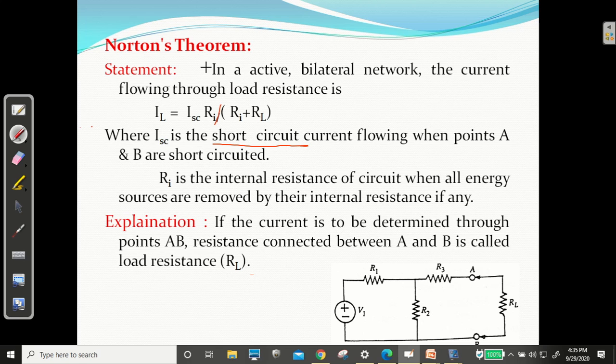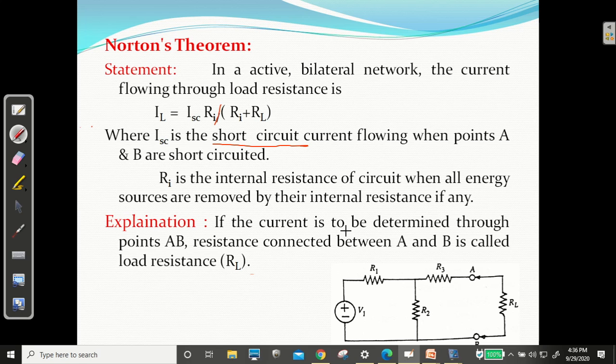वहां पर क्या था थ्योरम्स में? In an active bilateral network, the current flowing through load resistance is IL equal to VOC upon Ri plus RL. क्लियर? यहाँ पर ये IL equal to ISC into Ri upon Ri plus RL. Where VOC, वहां पर क्या था? ओपन सर्किट वोल्टेज when points A and B are open circuited. यहाँ ISC क्या है? शॉर्ट सर्किट करंट when points A and B are short circuited. And Ri same: Ri is the internal resistance of the circuit when all energy sources are removed by their internal resistance, if any. So statement है.